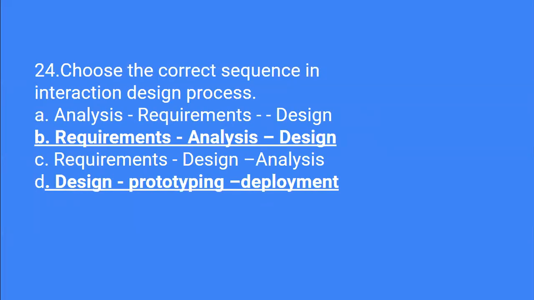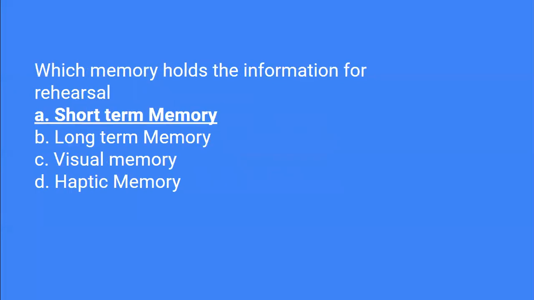Choose the correct sequence in interaction design process. The options are analysis, requirement, design. Next option is requirement, analysis, design. Then requirement, design, analysis. Then design, prototyping, deployment. The answers are requirement, analysis, design, and design, prototyping, deployment. There are 5 steps in the interaction design process. They are requirement, analysis, design, prototyping, deployment. Here B and D are in correct order. So the answers are option B and D.